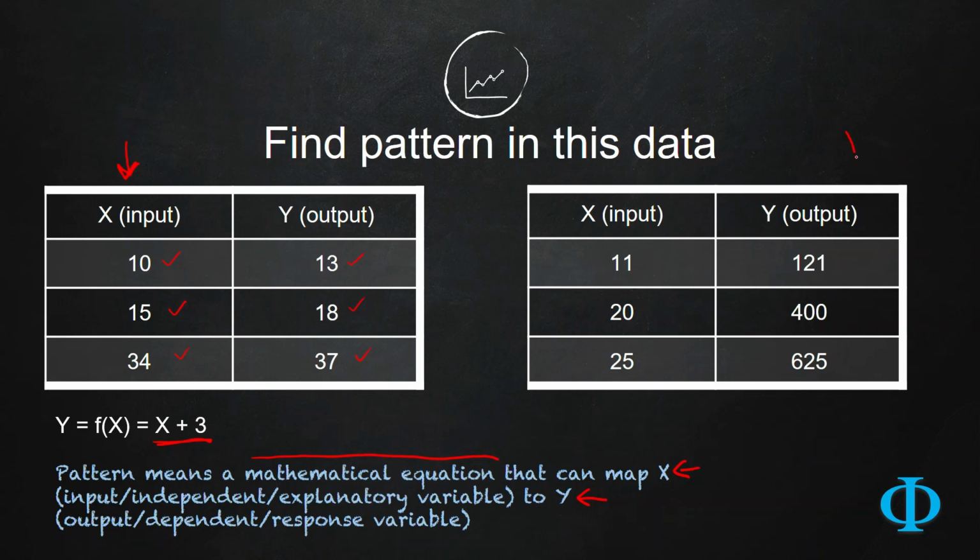Now take another example in the right hand side table of the slide. Here also we have several x inputs and y outputs. Can you find the pattern in this data set? Well, if you notice minutely, this is also a very easy job and you can easily map x with y by using this equation, that is y equals x square. Like 11 square is 121, 20 square is 400 and 25 square is 625. So it is a very easy pattern finding job, right?